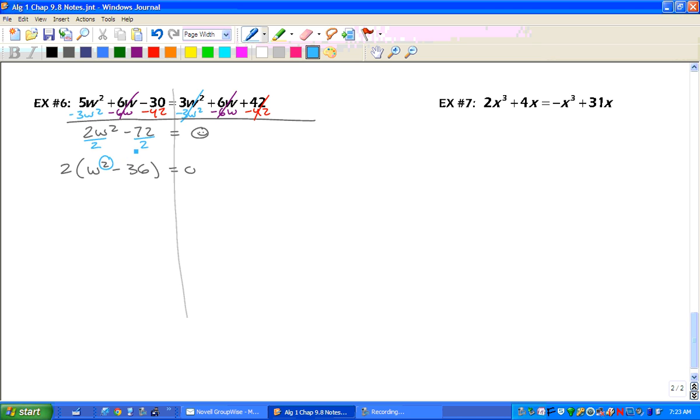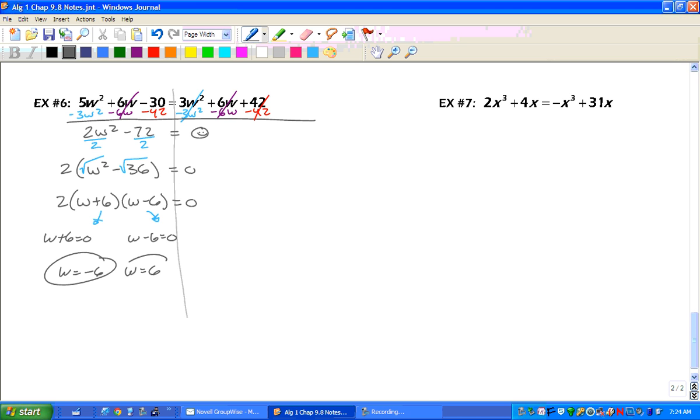Okay, it's squared, which means we're going to have two answers. It's the difference of two squares. So that's w plus 6, w minus 6 equals 0. Everything with the variable we set equal to 0. So w plus 6 equals 0, w minus 6 equals 0. And after we solve, we get w equals -6, and w equals positive 6.